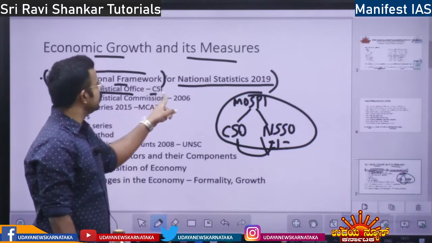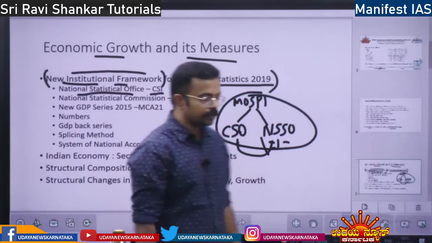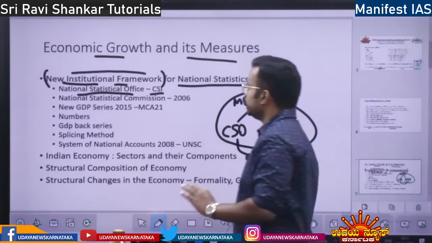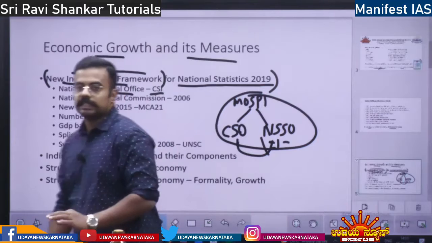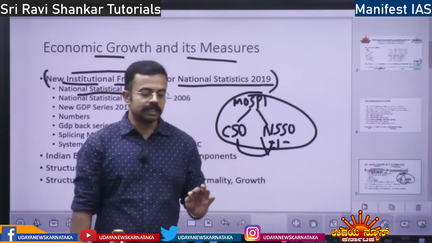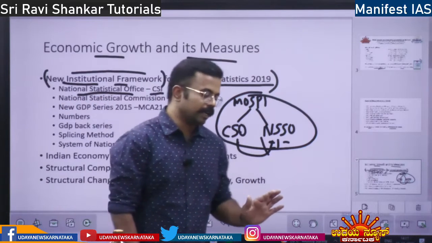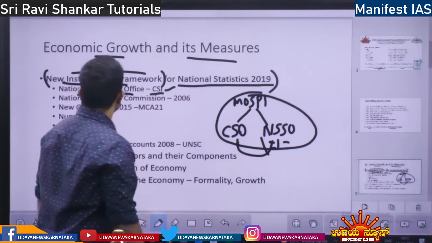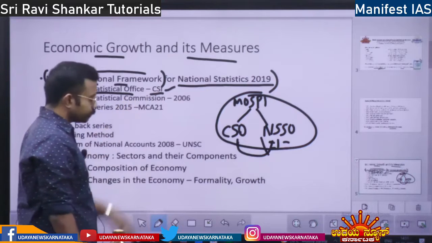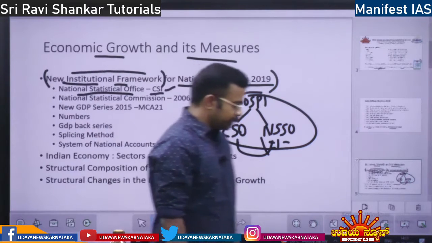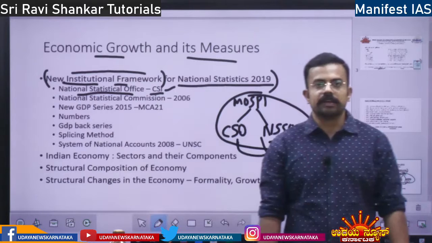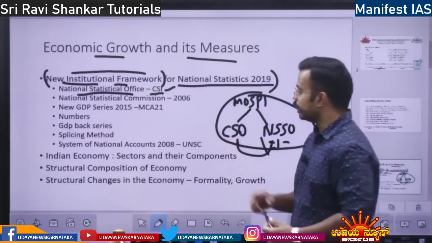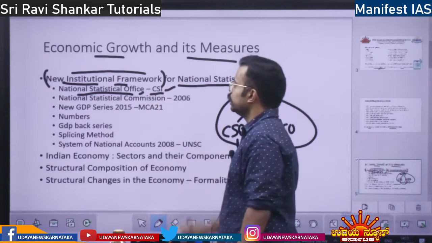And who is the head of NSO? It is the Chief Statistician of India, CSI. NSO is headed by the Chief Statistician of India, right? So it is a very probable question: who heads the NSO? This organization is taking care of all the numbers today, whether it is GDP, industrial production, inflation, everything is now taken care of by NSO.